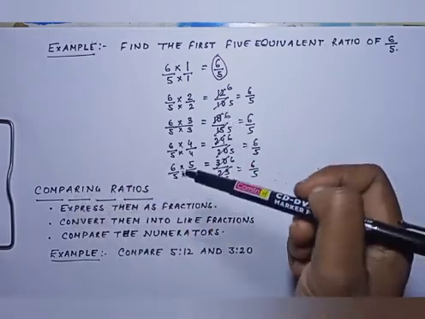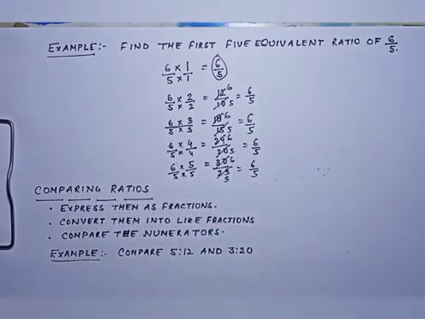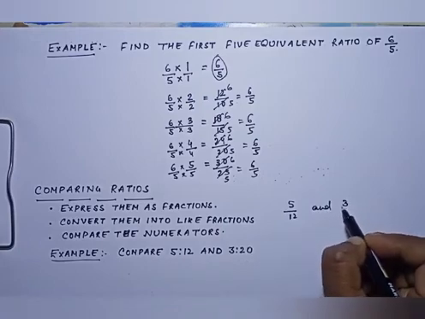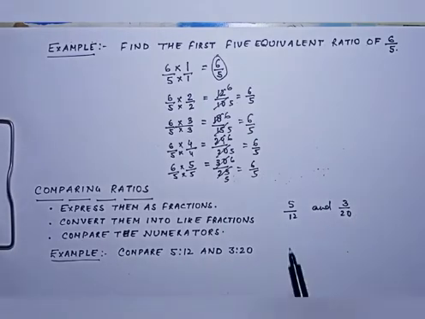Let us move to another topic, that is comparing ratios. First of all, there are some general rules that you have to keep in mind. Express them as a fraction. Whatever ratio is given to you, you have to express it as a fraction. After that, convert them into like fractions, which means you have to make the denominators the same. After that, the third point is that you have to compare the numerators. So let us see. Over here 5 upon 12 and 3 upon 20 are given to you. Now you have to compare both the ratios.